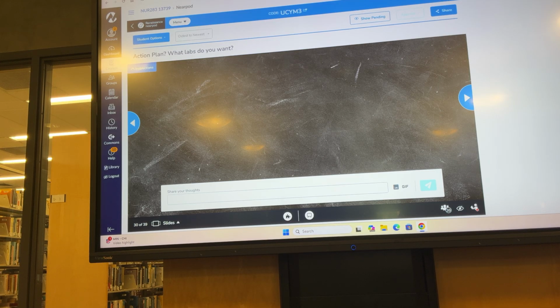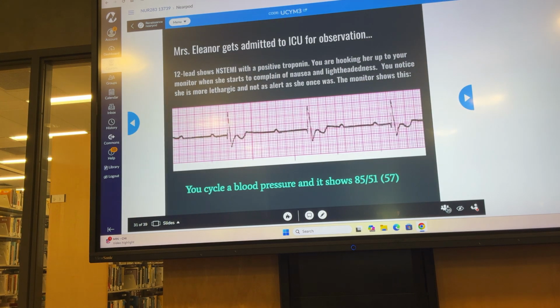She's not complaining of any sort of chest pain, right? She has some pain, so we could give her some morphine. We could put her on some oxygen. We could give her an aspirin, right? Because we have a high suspicion that she's having some sort of cardiac event. Okay, does that make sense? Okay, Mrs. Eleanor gets admitted to the ICU for observation. The 12 lead shows N-STEMI with a positive troponin.